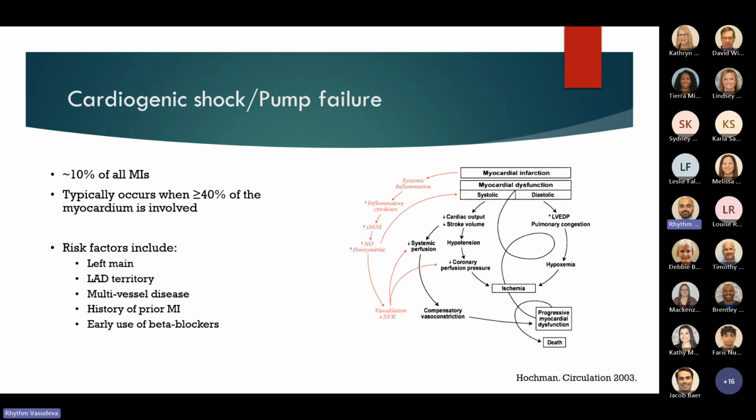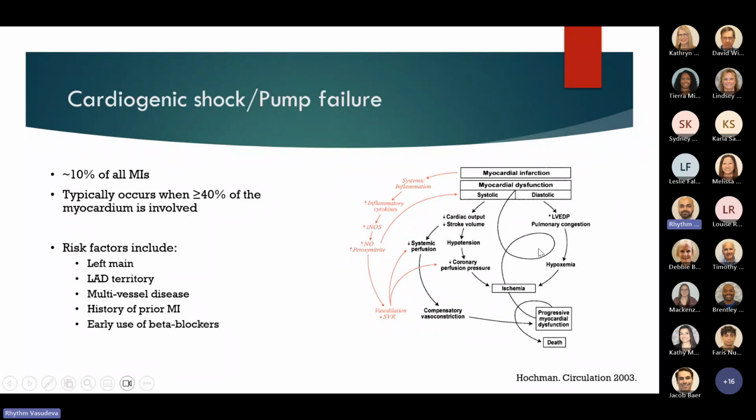I know there's this whole question of when we use beta blockers, but if they're in cardiogenic shock, you should avoid beta blockers because sometimes the heart rate is what's driving the cardiac output. This is a cascade of events: an MI leading to systolic dysfunction, hypotension with initial compensatory vasoconstriction, and then systemic inflammation kicks in because peripheral cell death and necrosis lead to cytokines. Eventually that also causes vasodilation, further ischemia, and progressive dysfunction and death.